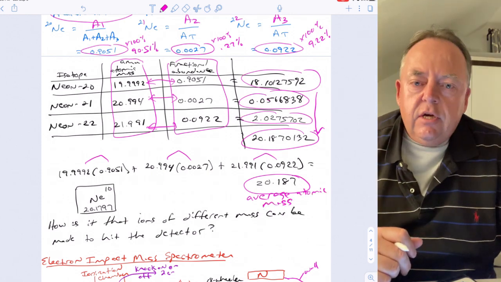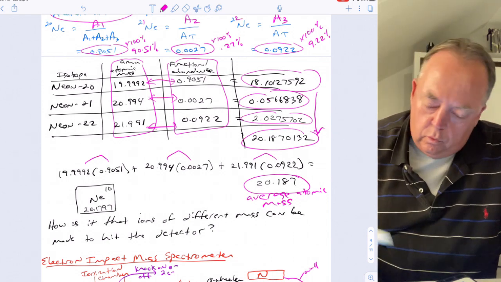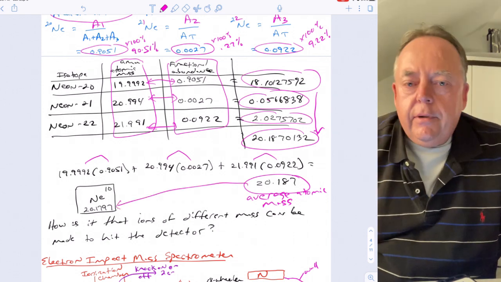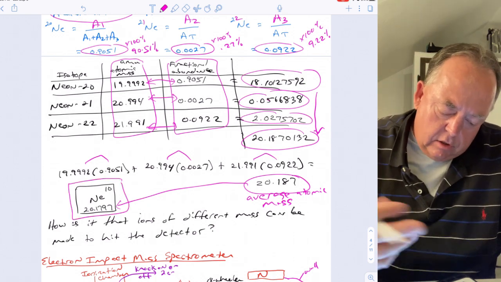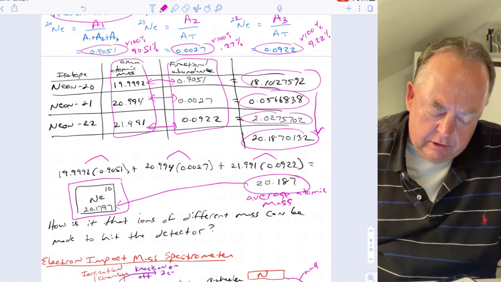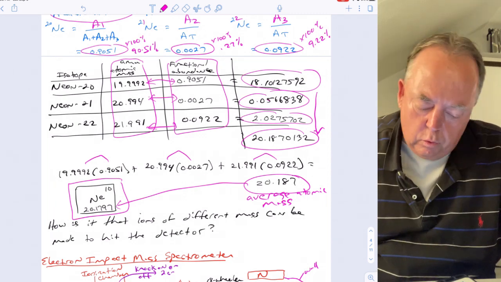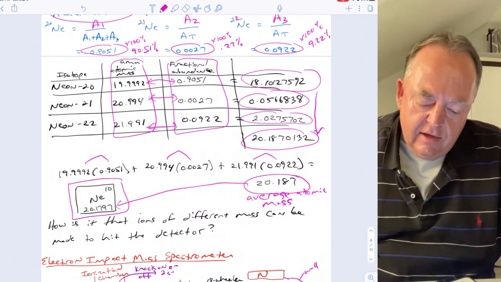So that's the average atomic mass of neon. So what do you do with this number? That's the number that goes on the periodic table. So the entry that I've given here, we have a periodic table that we always use, and our periodic table says 20.1797 for neon.